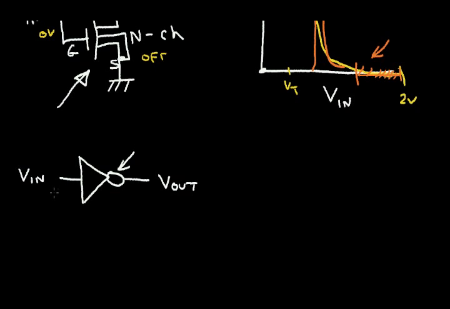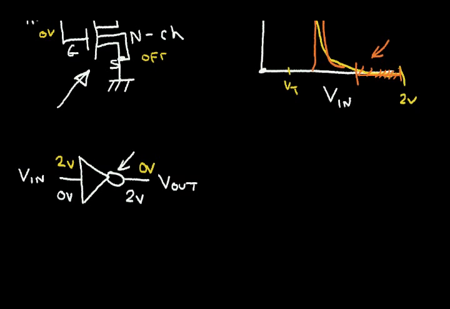Now what that means is if I put a low voltage on the input, for example 0 volts here, I get a high voltage at the output. I get 2 volts at the output. So it has inverted the input. Whatever is at the input gets inverted. Now if I have a high voltage or 2 volts at the input, I turn on the N channel, I turn off the P channel, I get 0 volts at the output.